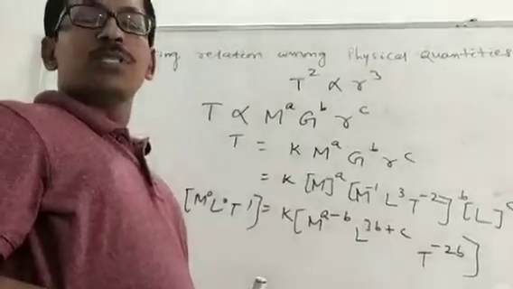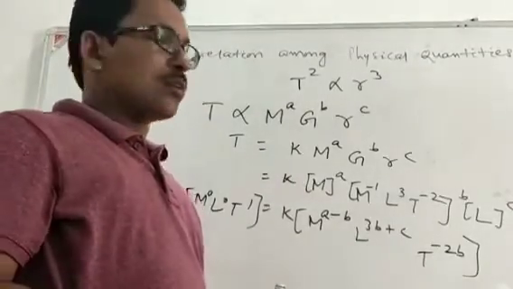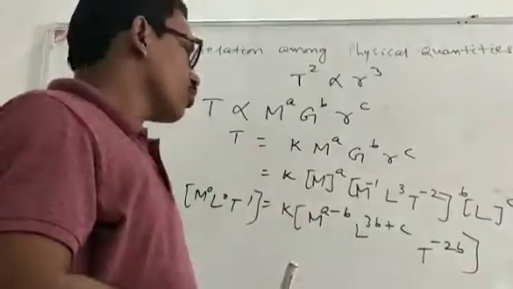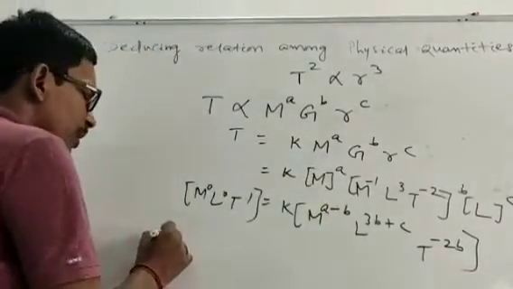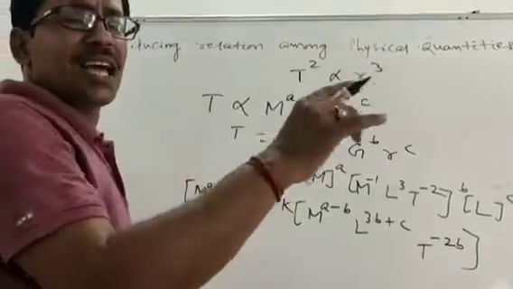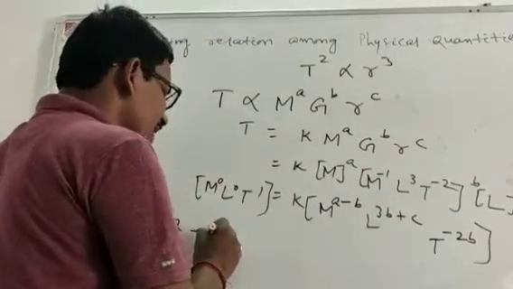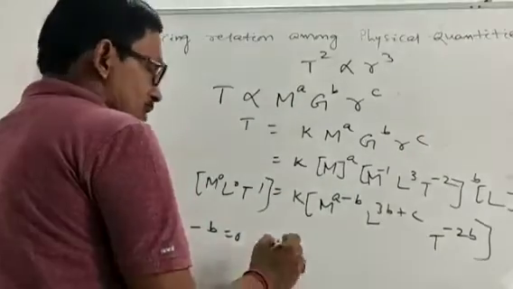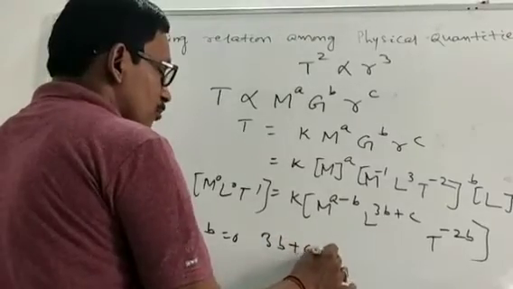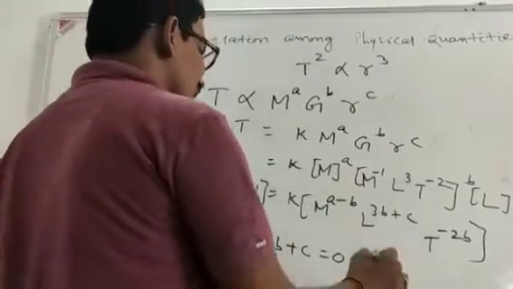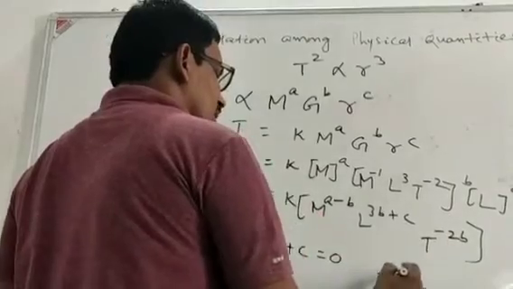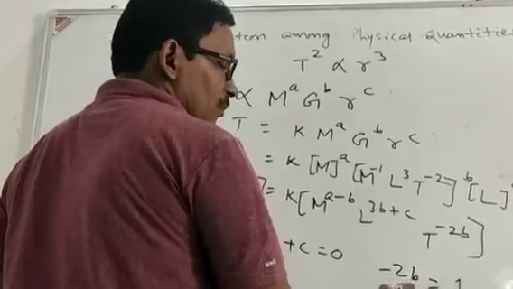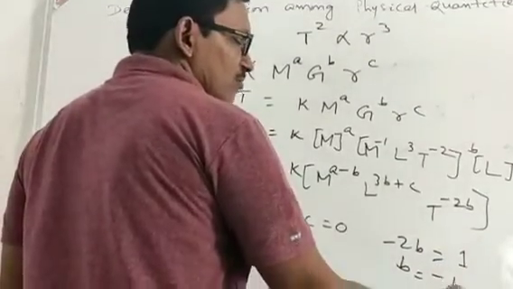So according to the principle of homogeneity, the dimensions on both sides will remain the same. So the powers of the fundamental quantities will remain the same on both sides. So equating the powers of mass, length and time on both sides, what will we get? A minus b equal to 0, and L to the power 0, here L to the power 3b plus c, so 3b plus c is equal to 0, and T is 1, so here T to the power minus 2b, so minus 2b equal to 1. So you will get directly b is equal to minus 1 by 2.